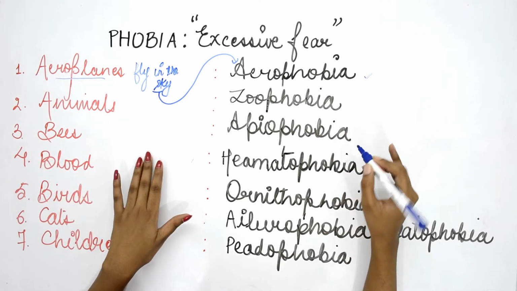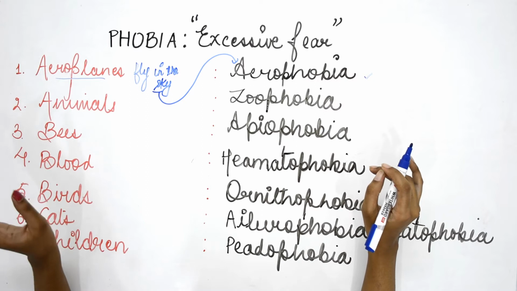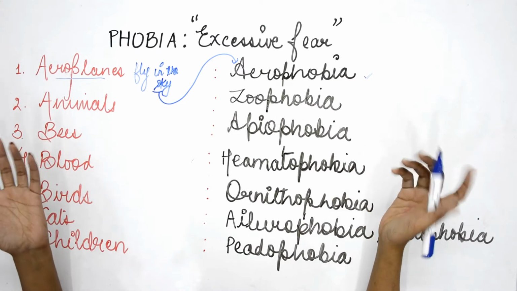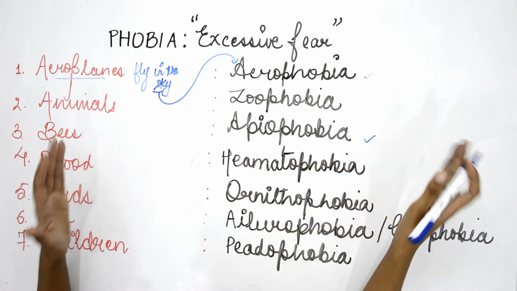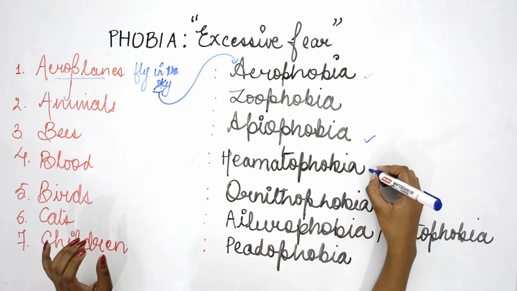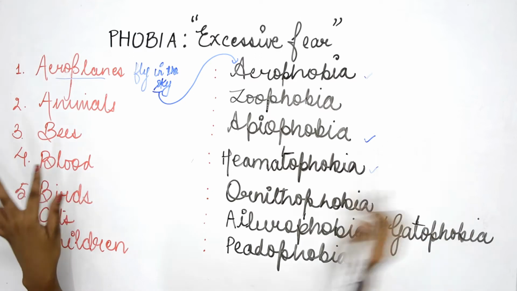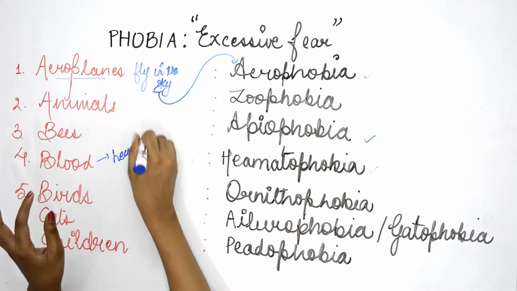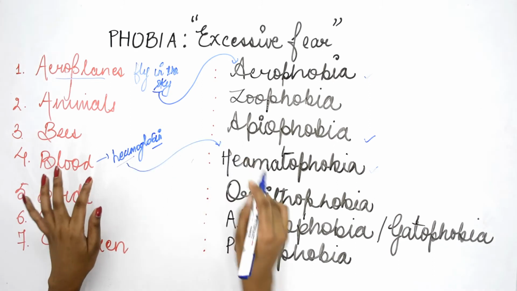The next word is apiophobia. Okay, so this is an interesting one. Bees. Bees always go and hunt for nectar. So nectar is found in fruits, and apple is a fruit. Therefore, apple, apiophobia. We can easily remember bees, apiophobia. The next word is hematophobia. This is also very interesting. Blood. Blood is made up of the pigment hemoglobin. So, heme can easily be connected with hematophobia.